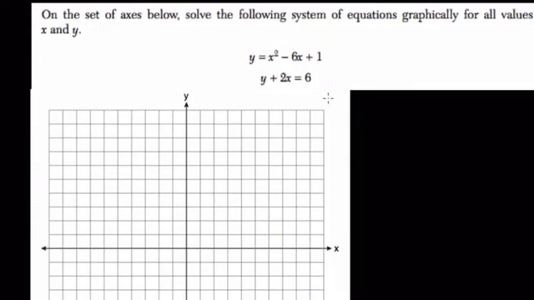Okay, so we want to solve graphically for the system of equations. In other words, they want us to graph both and find where they meet. So first of all, I'm going to graph the line. It's my easy starting point. Subtract 2x from both sides and you get y equals -2x plus 6. That's an mx plus b format.